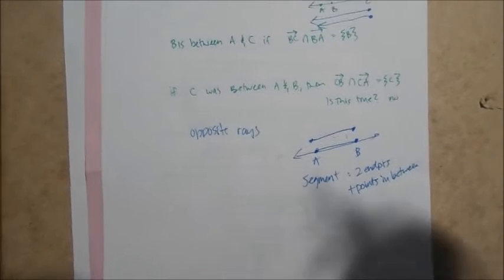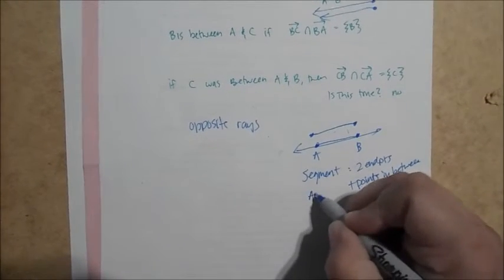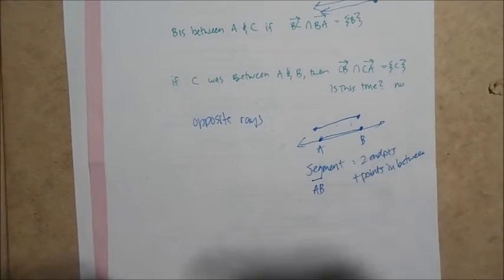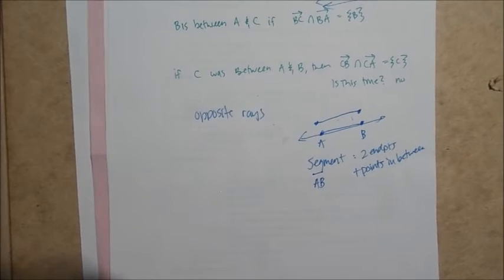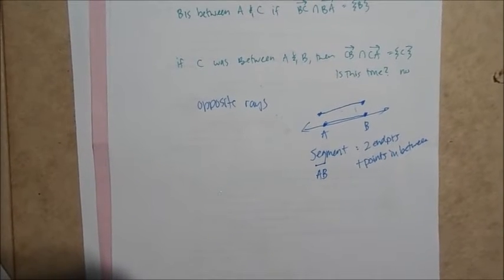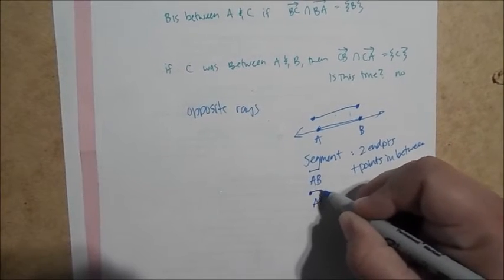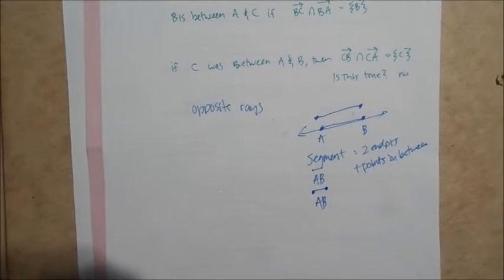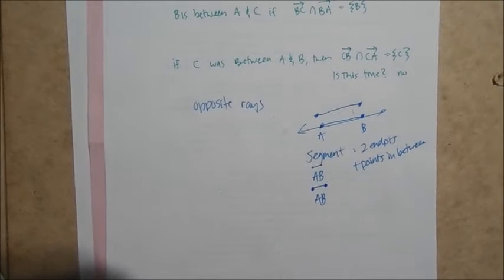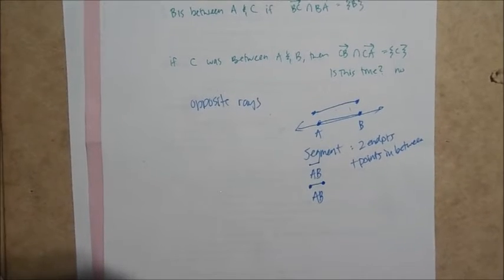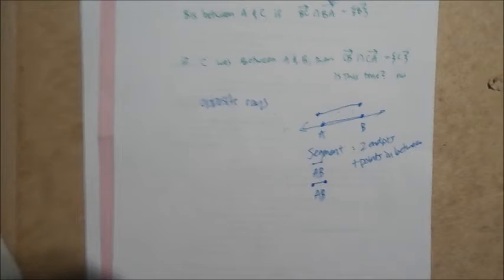And notation wise, this is what it's going to look like. AB with a line over it. No arrows. I've seen people do this. You do not have to do that, but I won't mark it wrong because I do know what you mean by that. So anyhow, that's segment AB.